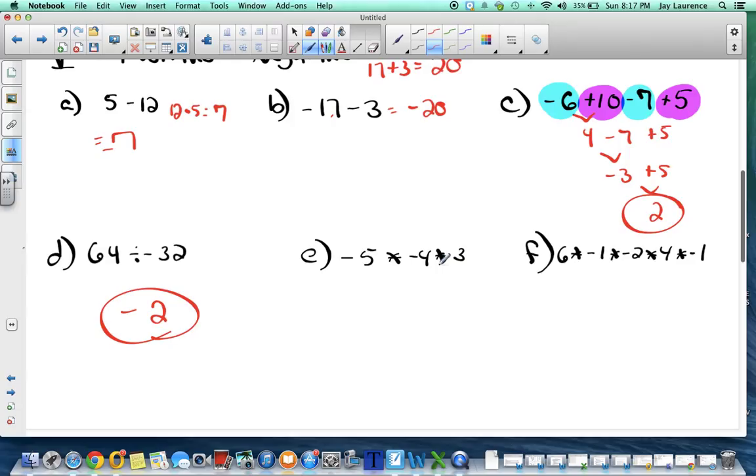Okay, negative 5 times negative 4 times 3. How many times did I say the word negative? 2 times. That's an even number. This will be a positive answer. So, thank you, James, for your help.